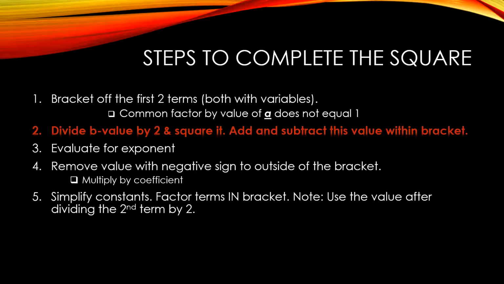So the two terms that are now on the outside of the bracket, simplify them. And then you're going to factor the 3 terms that are left inside of your bracket. You're going to use the value after dividing the second term by 2. So you're going to use a value that you obtained from step number 2. And I'll show you how that works in our examples. And finally, step number 6, you will have two identical brackets that you will write as 1 to the power of 2 plus or minus your constant, and if there's a coefficient, you have that in there as well. That will be your final vertex form.